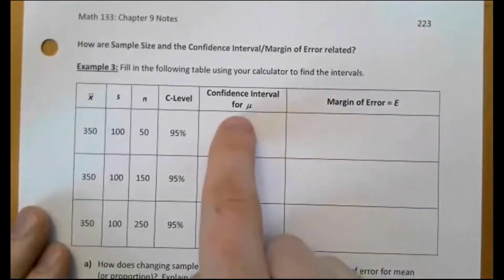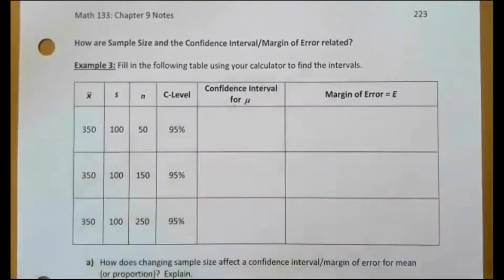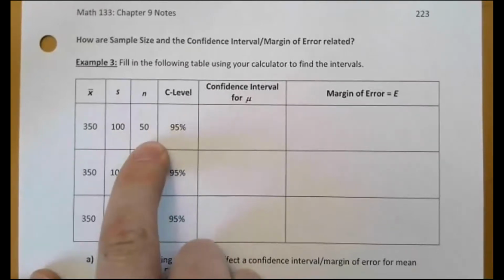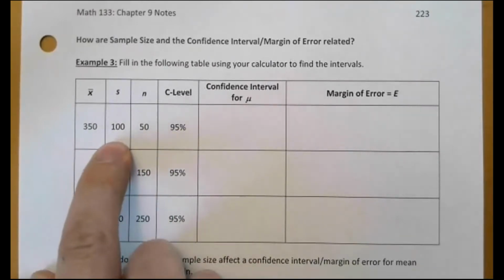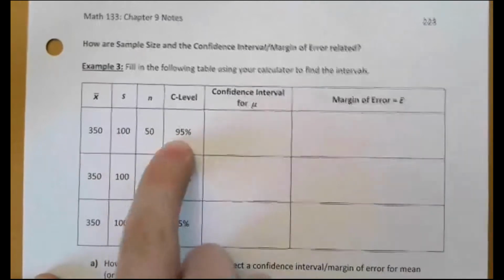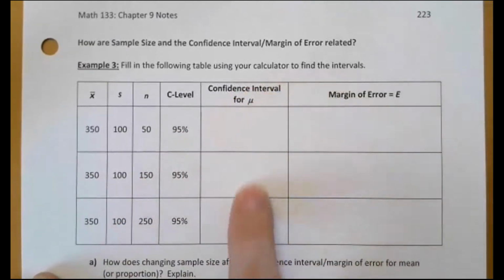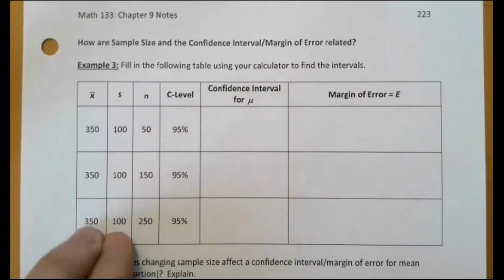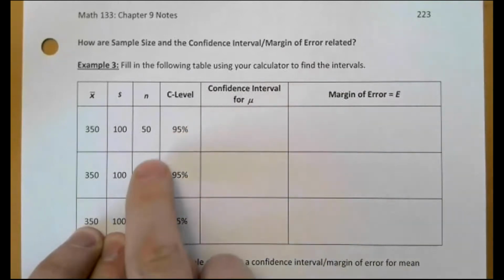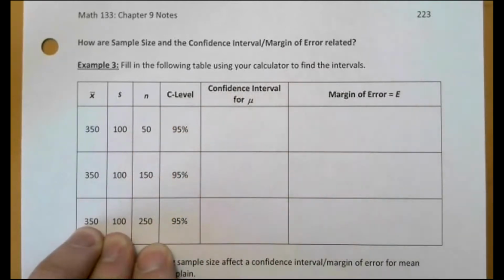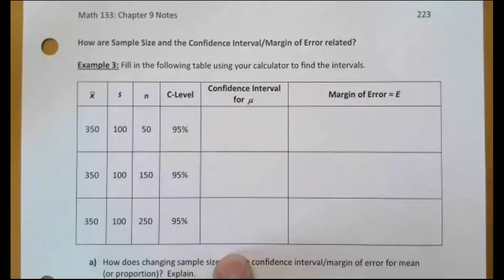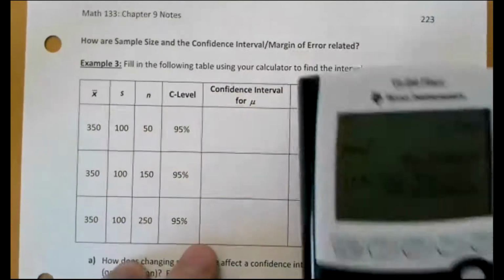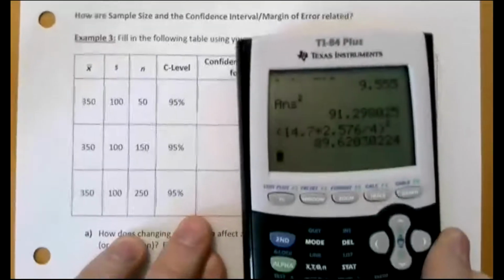So I think this is probably really good practice. I'm going to give you a few minutes to do this yourself. I'm giving you an X bar, an S, and an N. So a mean, a standard deviation, and a sample size. And I'm giving you a confidence level, and I want you to get a confidence interval, three of them. Notice we're leaving the mean and the standard deviation the same. We're leaving the C level the same, and we're changing the sample size. Our goal is to see what happens to this confidence interval as we increase the sample size. So I'll do the first one, and then I'll let you do the next two, and then we can compare our results.